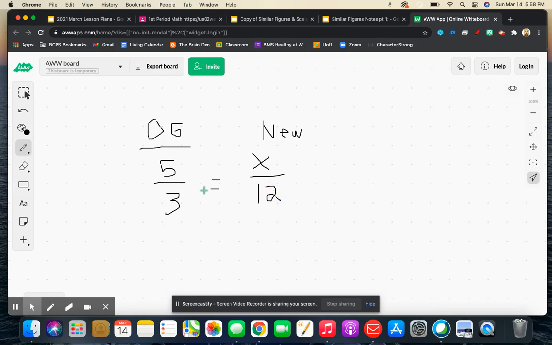All right, and once we get our setup, this is just simple cross multiplying and dividing. So 5 times 12 is going to give us 60. 60 divided by 3 is 20. So x is going to equal 20 feet.